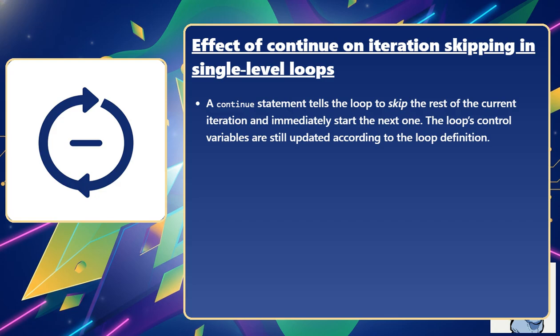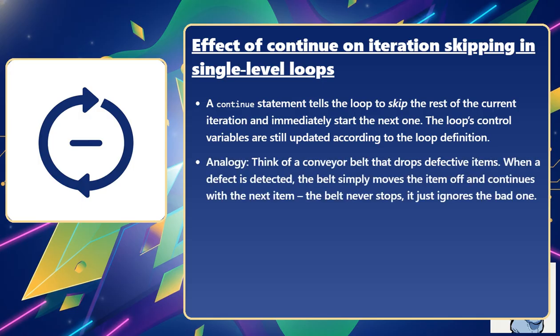A continue statement tells the loop to skip the rest of the current iteration and immediately start the next one. The loop's control variables are still updated according to the loop definition. Analogy: think of a conveyor belt that drops defective items. When a defect is detected, the belt simply moves the item off and continues with the next item. The belt never stops, it just ignores the bad one.